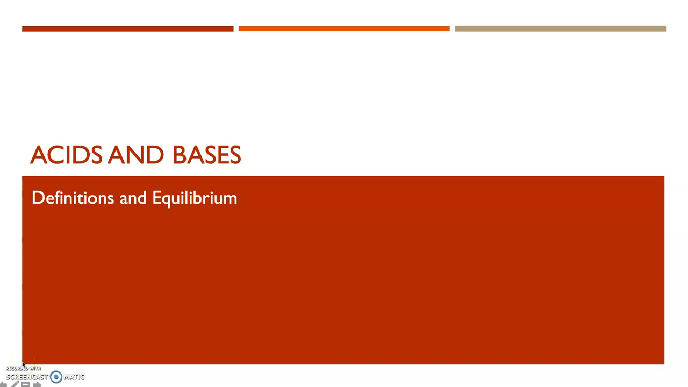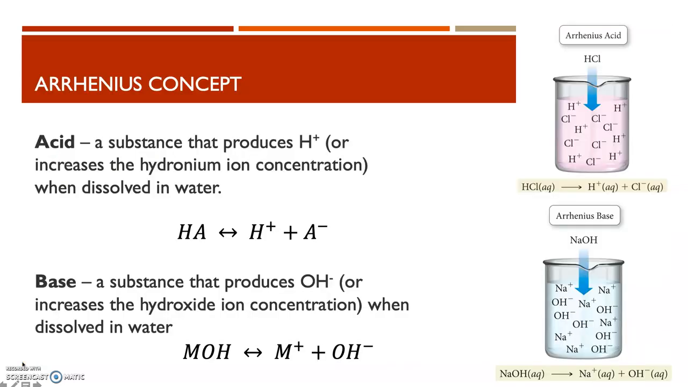So the next chapter is about acids and bases, and we're going to think about those in terms of equilibrium. But first we have to get through some definitions. So the most common definition for acids and bases is the Arrhenius concept, where an acid is a substance that produces H plus, or hydrogen ions, when it's dissolved in water.